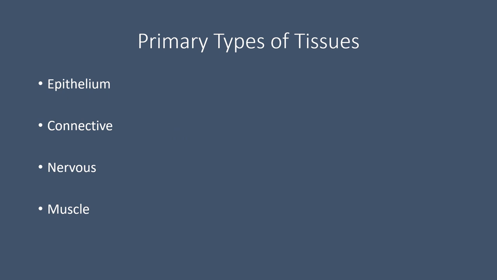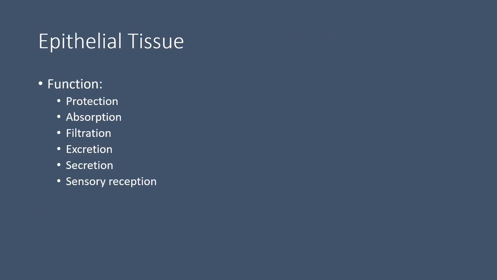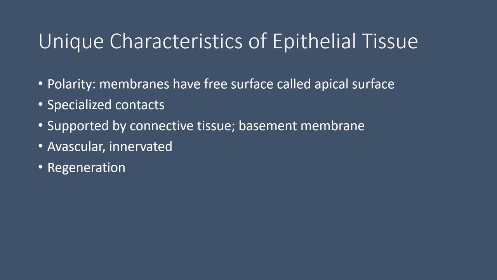When we look at tissues, all tissue can be classified or divided into one of four different types: epithelial, connective, nervous, and muscle. So we'll start with the epithelial tissue. There are several different possible functions: protection, absorption, filtration, excretion, secretion, and sensory reception. Now, not all epithelial tissue will have all of these functions, but it may have one or two of them.